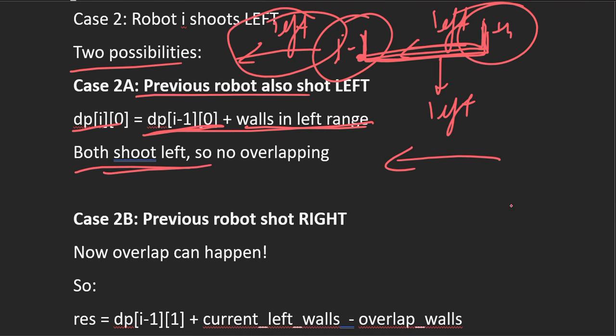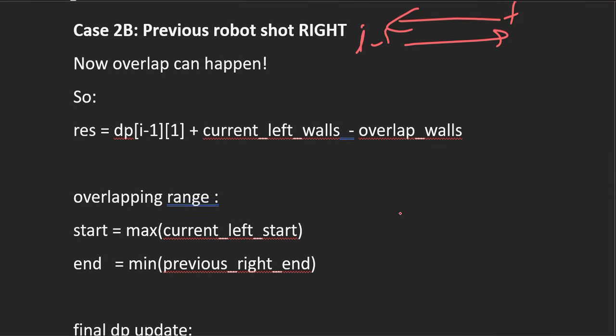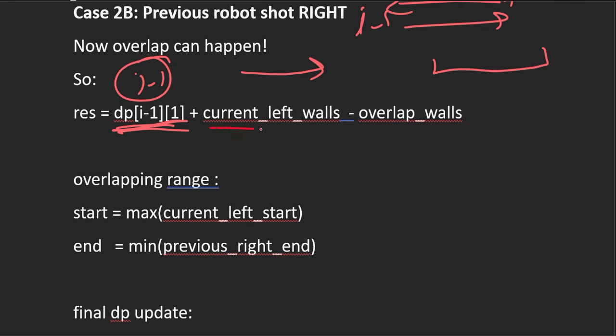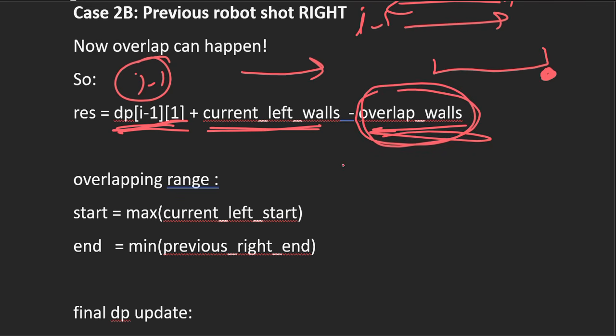But the second case is the ith robot shoots in the left direction and the i minus 1th robot shoots in the right direction. Now overlapping can happen, right? So what we do is we take the result of the right direction of i minus 1, the number of walls destroyed up to the i minus 1 robot if it shoots in the right direction. Then we add the number of left walls the current robot can destroy, and then we subtract the overlapping walls, right? That is, how many walls are overlapping.